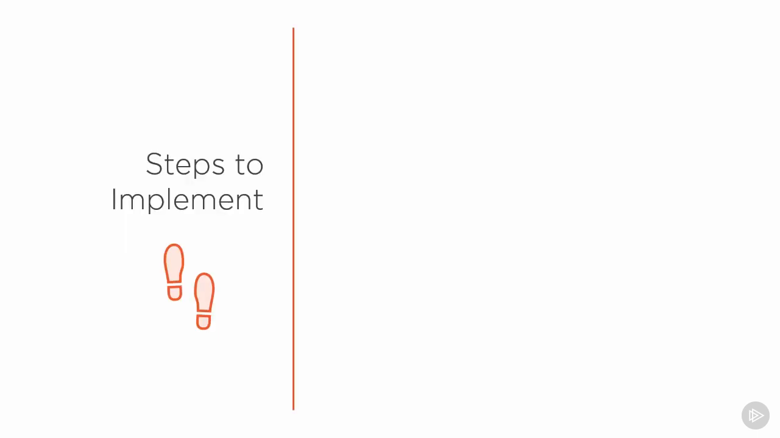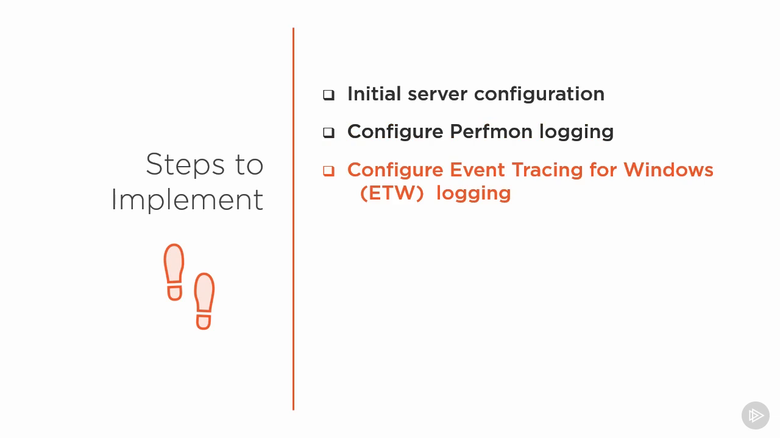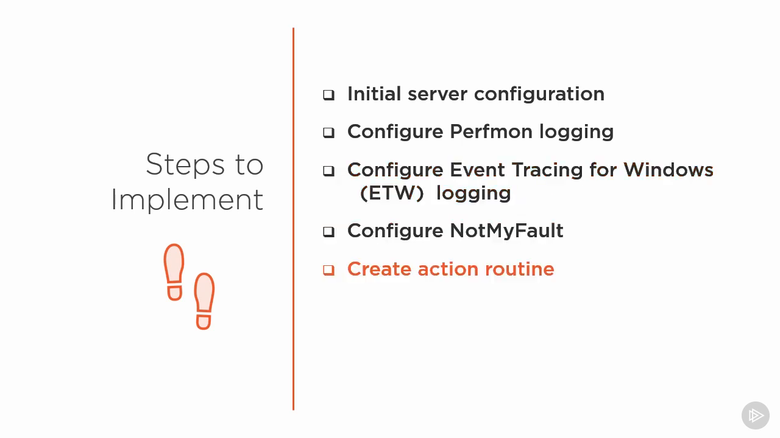To implement this technique, I'll walk you through the various steps. First, you'll need to set up the initial server configuration. I'll then show you how to set up and configure perfmon logging. I'll then talk about and show you how to configure event tracing for Windows, or ETW logging. We'll then configure NotMyFault, show you how to create an action routine, and how to create a scheduler task, and finally, test your setup.